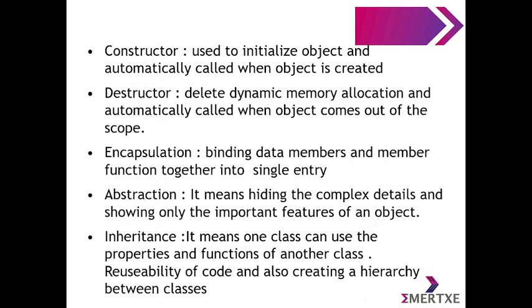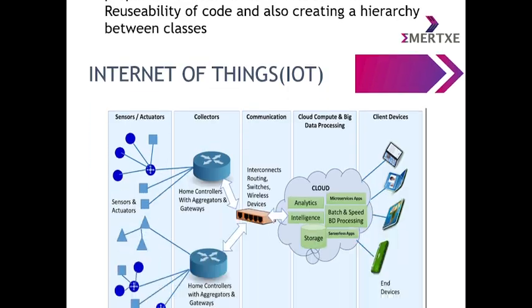Constructor: used to initialize the object and automatically called when the object is created. Destructor: deletes dynamic memory and is automatically called when the object goes out of scope. Encapsulation: binding data members and member functions together into a single entity. Abstraction: hiding the complex details and showing the important features of an object. Inheritance: one class, the child class, can use the properties and functions of another class, giving reusability of code and creating a hierarchy between classes.